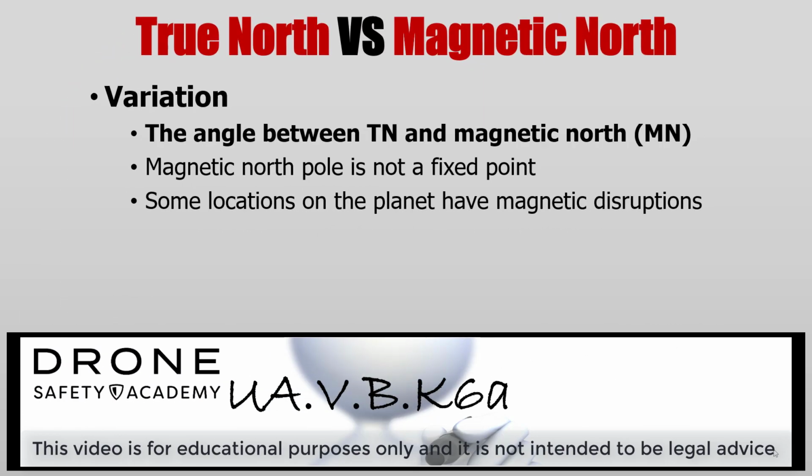We understand true north and we understand magnetic north. The difference between the two is called variation. That's the angle between true north and magnetic north. A couple key points worth noting. The magnetic North Pole is not a fixed point. It moves around, slowly, but it does move around. And some locations on the planet have magnetic disruptions.